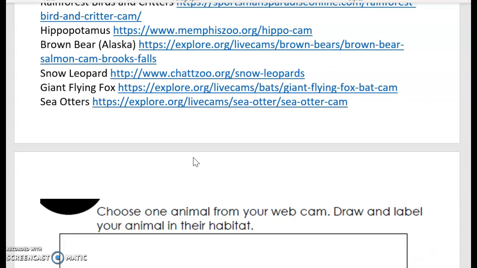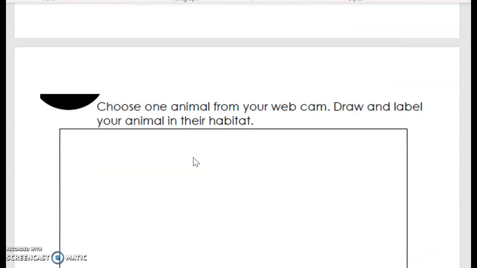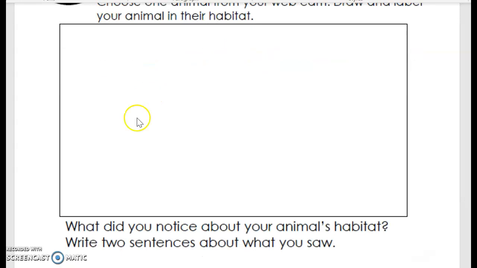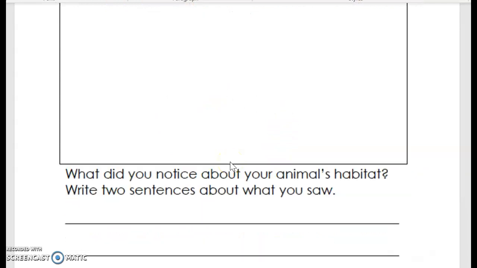After you take a look at some of the animals, you're going to be doing two activities. One of them is choosing one of the animals from the webcam. You're going to draw and label your animal in its habitat. So try to pick one that you did get to see. Draw the animal in the habitat and label the different parts.